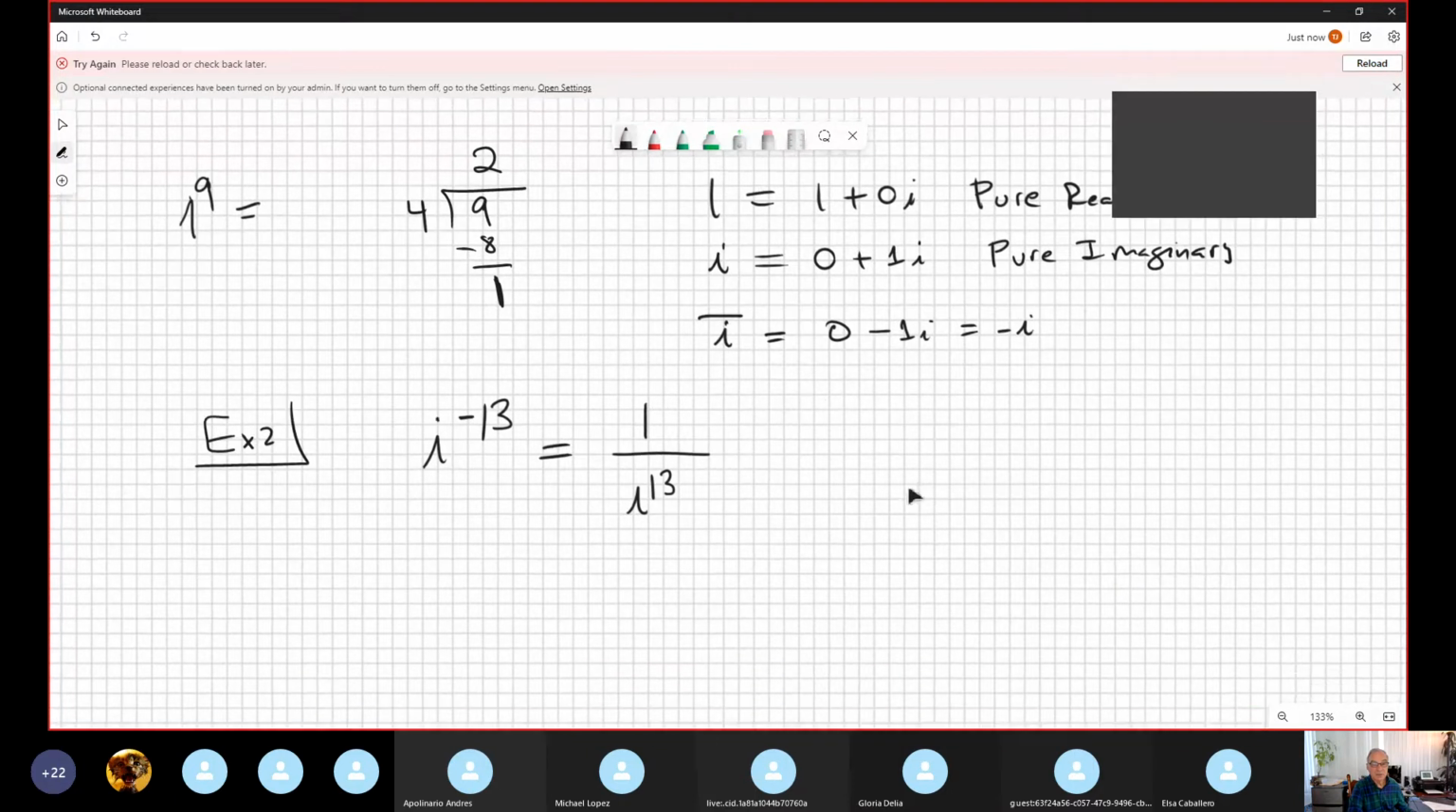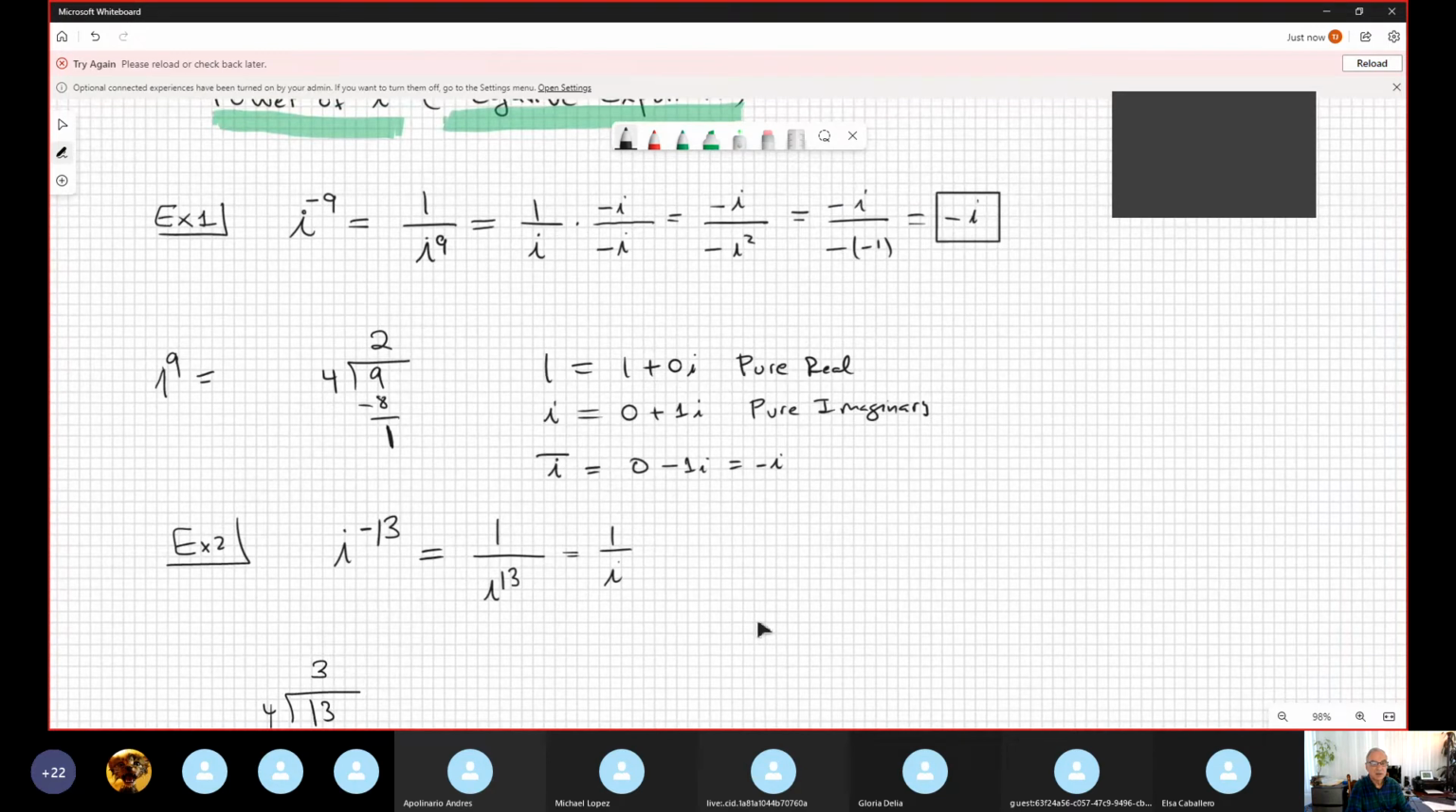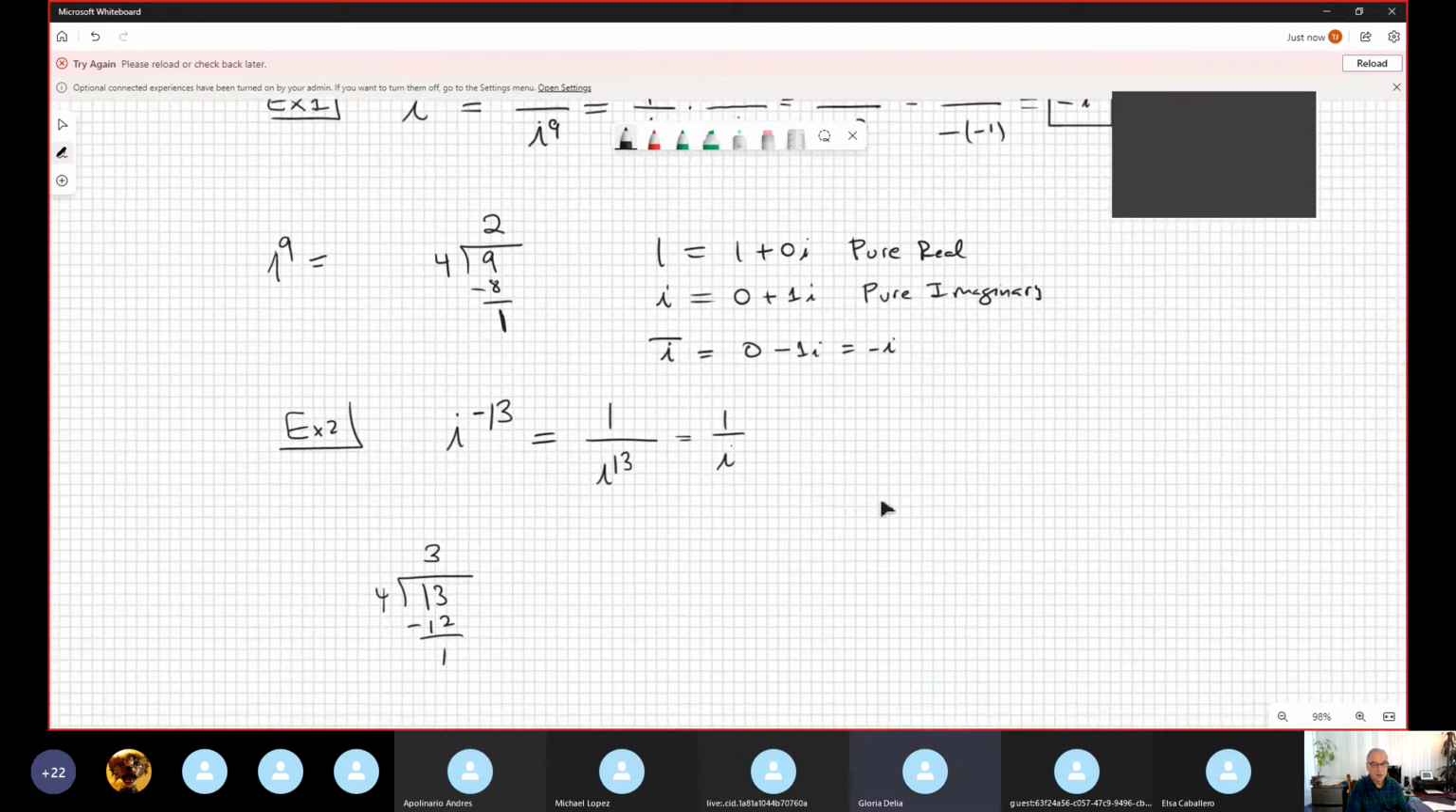Okay. After that, what should I do with the 13, guys? How do we compute i to the 13? Divide 13 by 4. It's 3, 12, so you have 1 over i. Yes, but I did this before. I don't want to repeat again. It ends in the same part as Example 1. So the reciprocal of i is negative i. This is an important property.